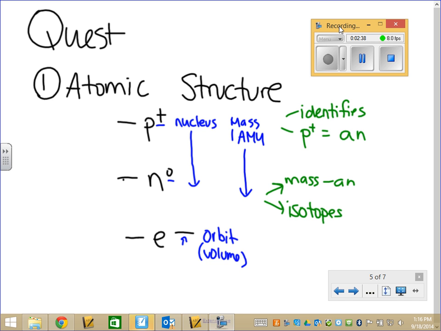Absolutely. So the periodic table that you have, that's what you get to use when you do a test. So you will have access to any data that's on your periodic table, so you wouldn't have to memorize anything that's on there.